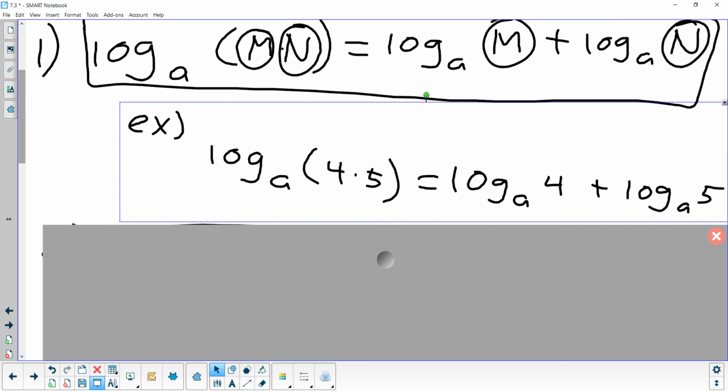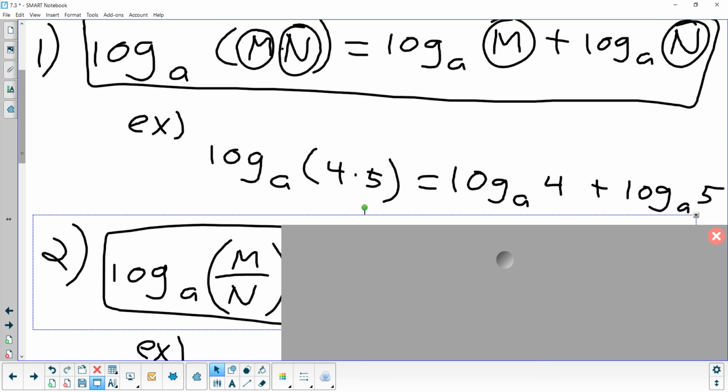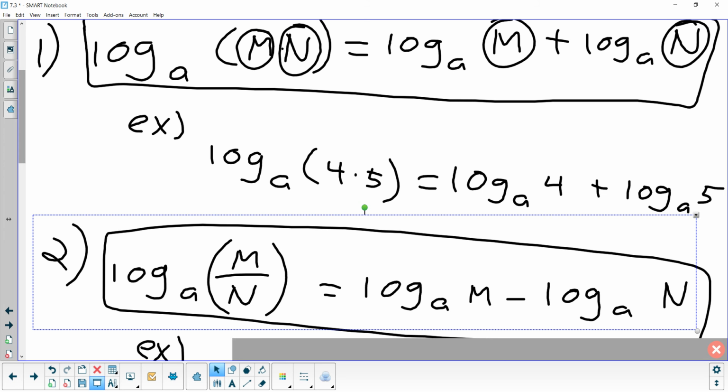Next thing we're going to look at is when we have a fraction. Multiplication turns into a sum. What do you think a fraction would turn into? Anyone have a guess? Yeah? Is it subtracted? It is. It's subtracted. And it is subtracted in a certain order.